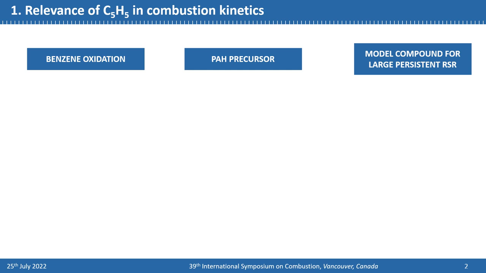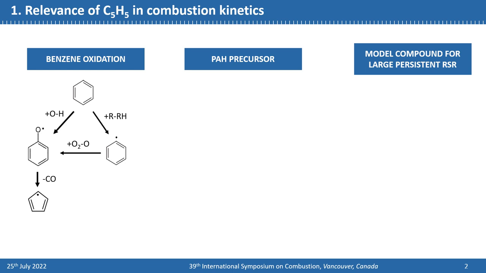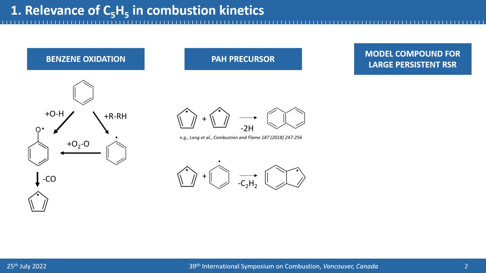Cyclopentadienyl radical is relevant in combustion kinetics for a number of reasons. First, it's been long known that it is one of the main products of benzene oxidation through the decomposition of a phenoxy radical. But in more recent years, it was also identified as one of the main precursors for the growth of polycyclic aromatic hydrocarbon species, especially through radical recombination reactions.